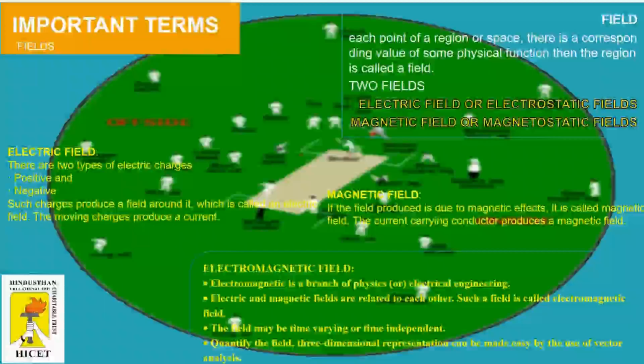So I can say electromagnetics is a branch of physics or electrical engineering. The electric and magnetic fields are related to each other. Such fields are called electromagnetic fields. The fields may be time varying or time independent. To quantify the fields in three dimensions, the representation can be made easy by the use of vector analysis. Yes, of course, we are going to analyze with the help of dimension based representation, to quantify the fields, how they are distributed, and how to find them in different places.